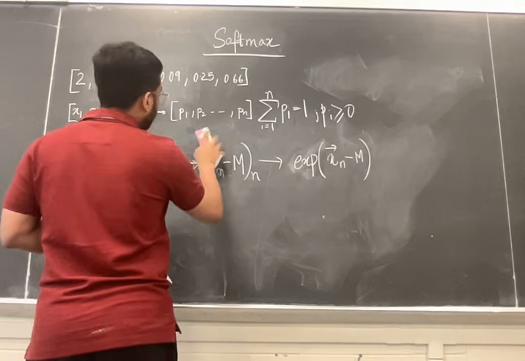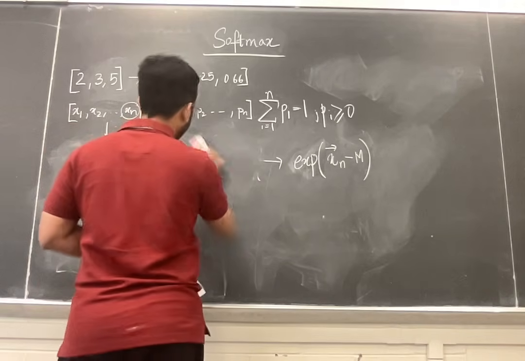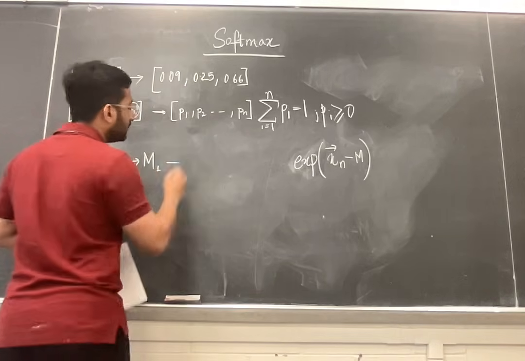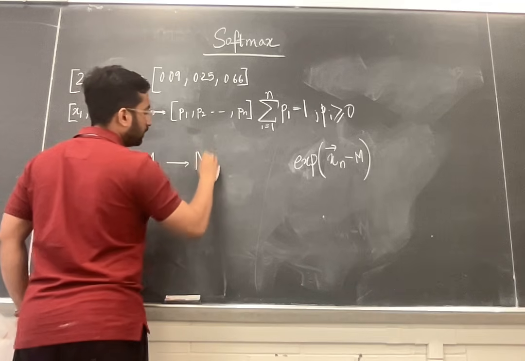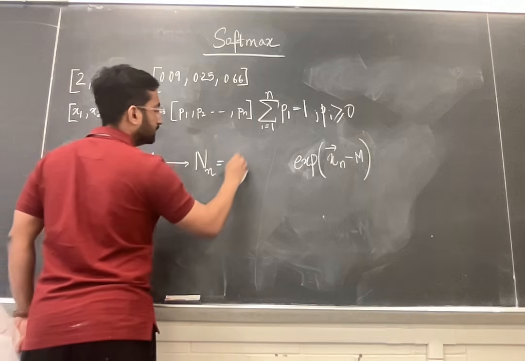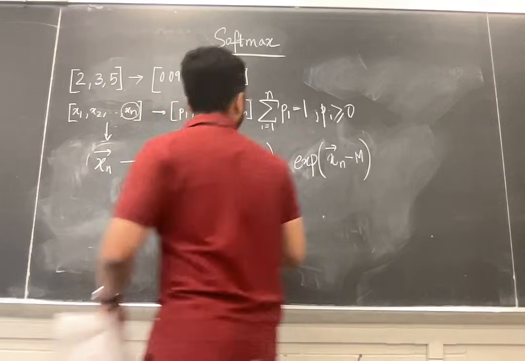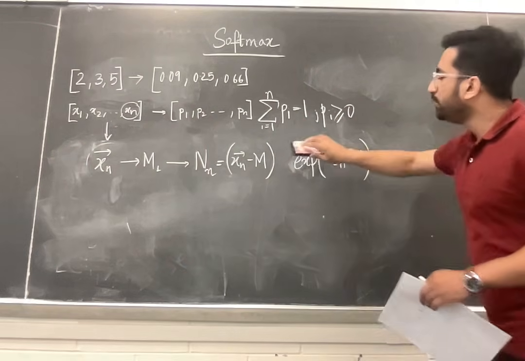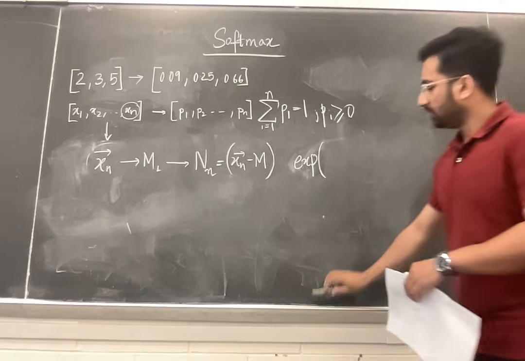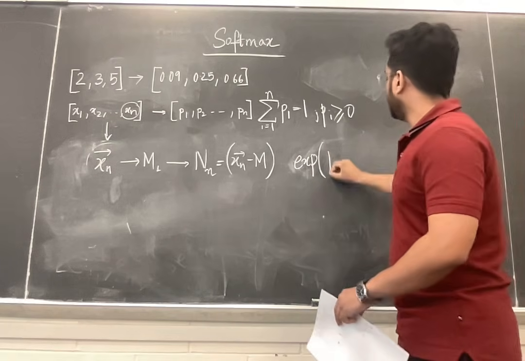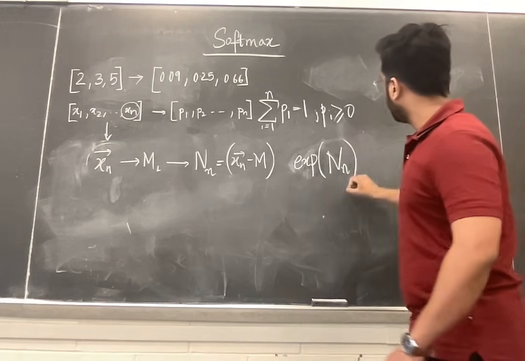So for brevity, what we usually do is we give it a name. Let's call it normalized. So capital N of n is equal to this. So that, and here we do this normalized. We are normalizing by the max, the exponential of that. Okay?